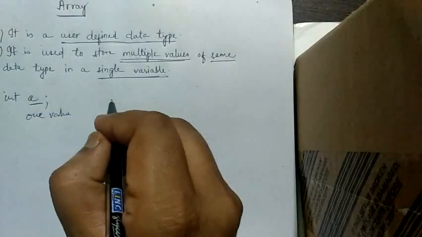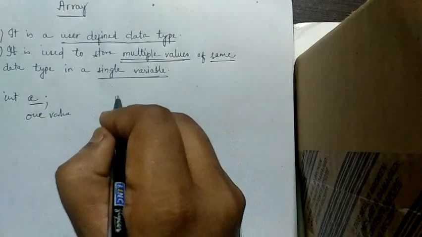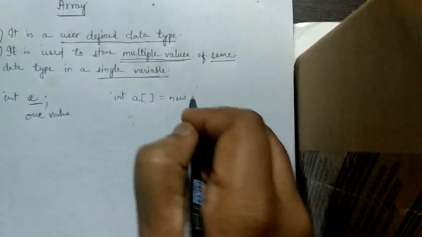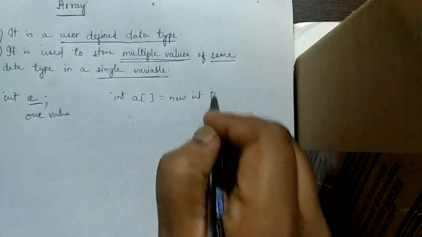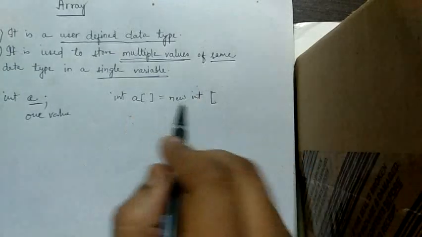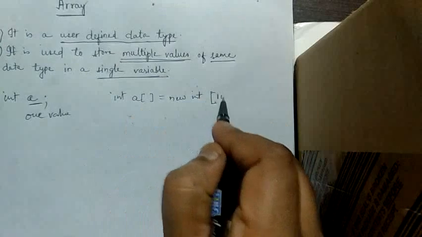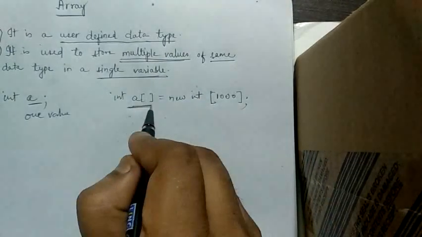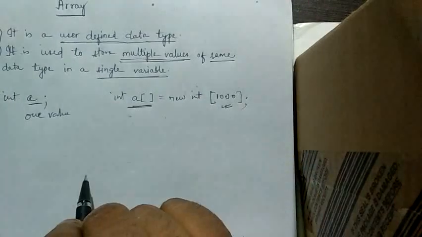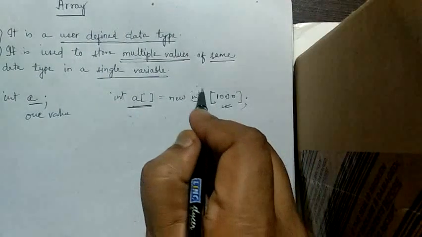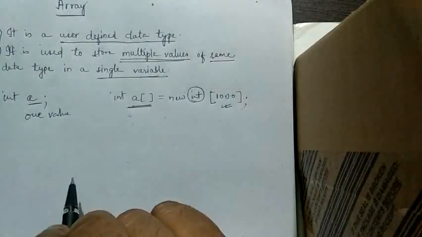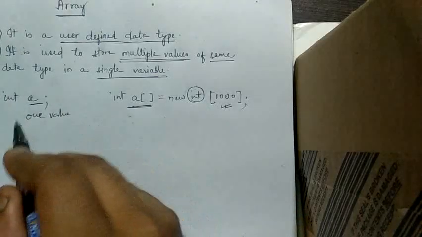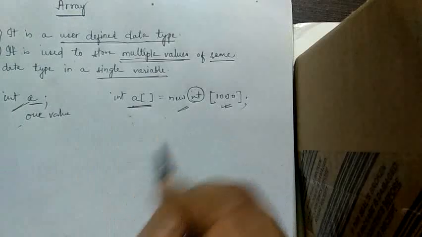Suppose when you declare an array like this, you can store any number of values in this array. Now suppose if I will write here 1000, that means in this array A I can store 1000 values, but the limitation is that all of them should be of integer data type. So this is the difference between a normal variable and an array variable.